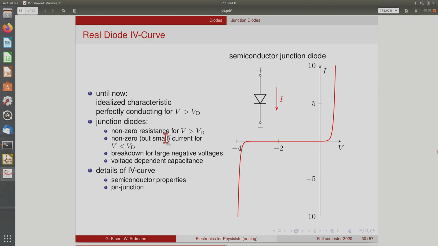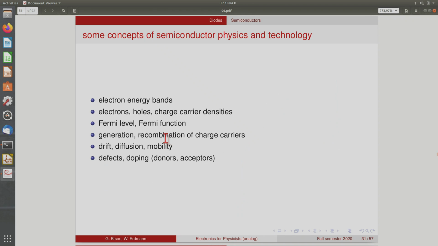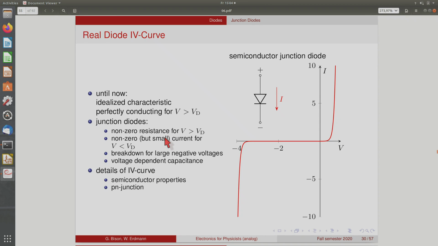And the IV curve of a real diode is, of course, a little more complicated. And by real diode, I now mean a semiconductor diode, a semiconductor junction diode. So this is an example of an IV curve for such a diode. So here you have the voltage, here you have the current, where the sign convention is shown here. So the positive voltage, the positive node is here.